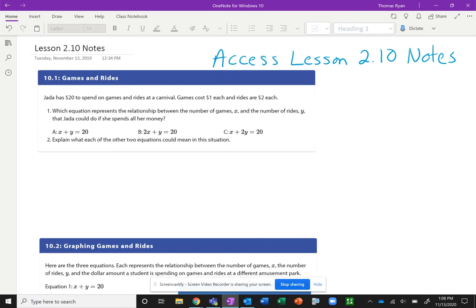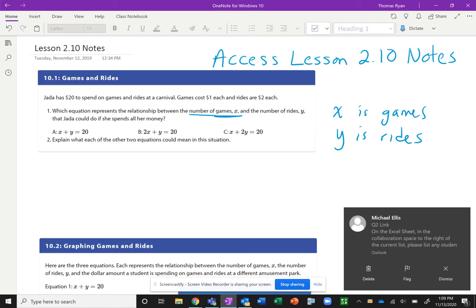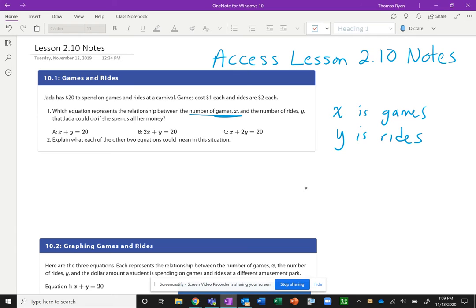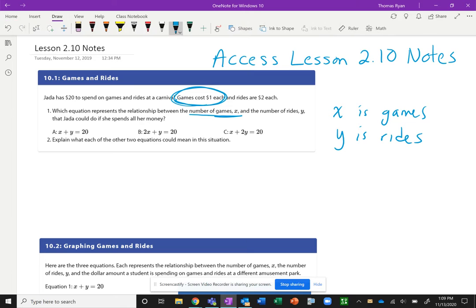Okay, so if you're back from a pause, it says Jada has $20 to spend. Games cost $1. Rides are $2. Which equation represents a relationship between the number of games, which we're going to use for X? So X is games and Y is rides. Those are the variables we're going to use. So the other thing that we need to make sure is games costing $1 a piece. So that's going to be related to the X for games. And rides costing $2 are going to be related to Y.